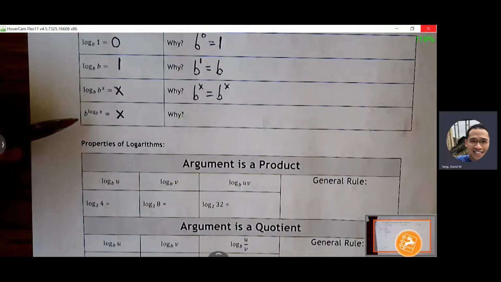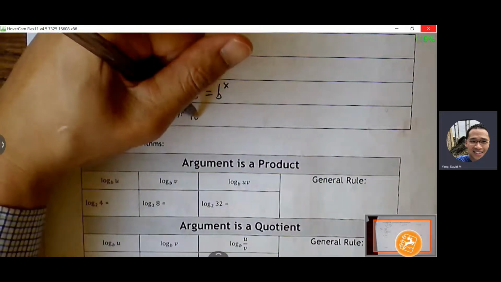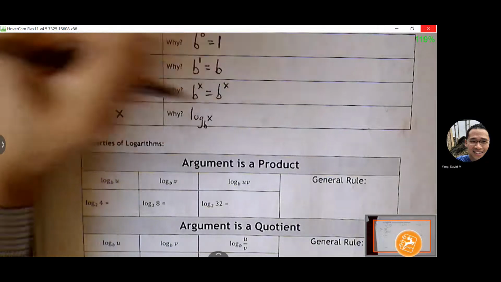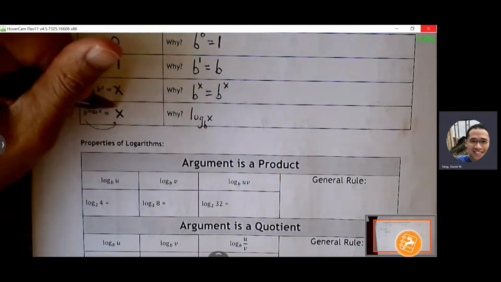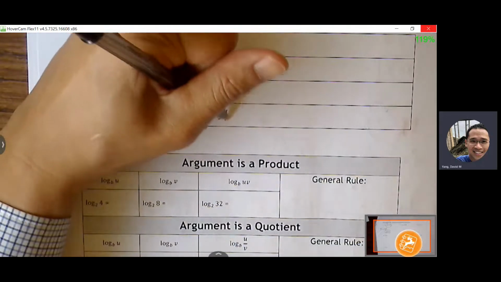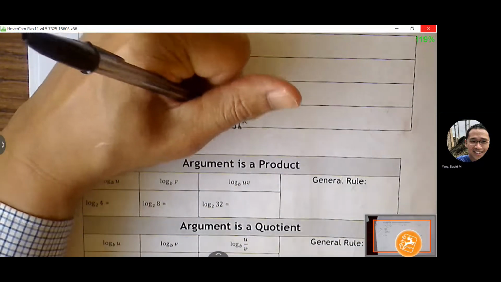I also know this is true. Imagine I want to convert this back into log form. I would say log base b of x is equal to log base b of x. So that makes sense. Same thing.